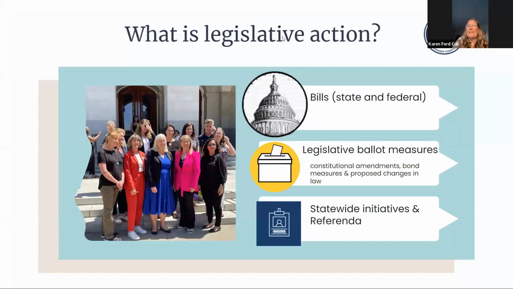So what do we mean by legislative action? Well, there's bills that are state or federal bills that have been proposed and are going through the bill process, and California PTA chooses to support or oppose the bills or take no action. There are legislative ballot measures, including constitutional amendments, bond measures, and proposed changes in the law that they may choose to support or oppose, and statewide initiatives and referendum.